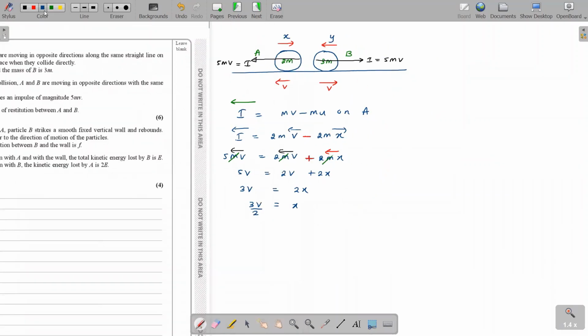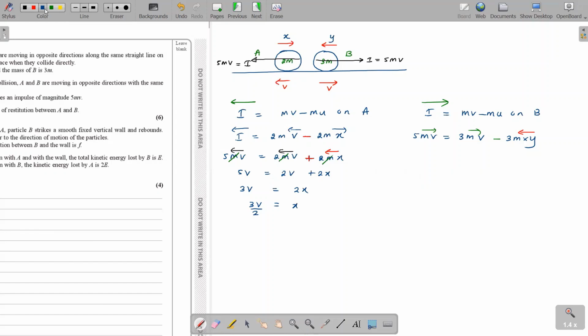Next we apply I equals mv minus mu on B. When you apply it to B, what happens? The impulse on B is in the forward direction. So this time the forward direction is your positive direction. So the impulse is 5mv. The mass is 3m. Final velocity v is in the forward direction, isn't it? Minus mass, again 3m, into initial speed, which is y. Initial speed is y, which is in the backward direction.